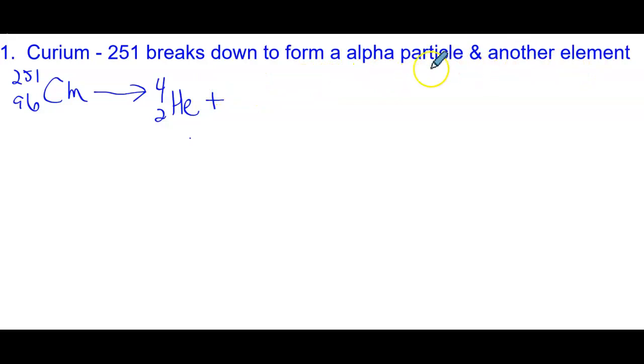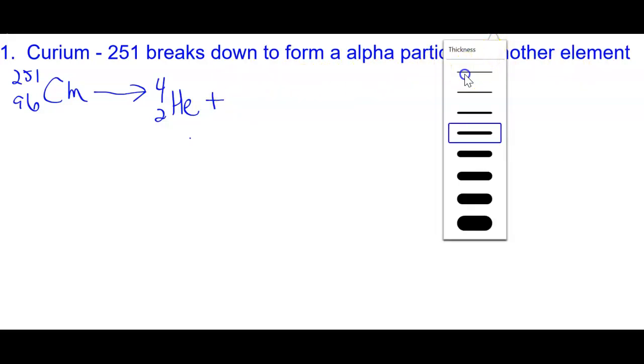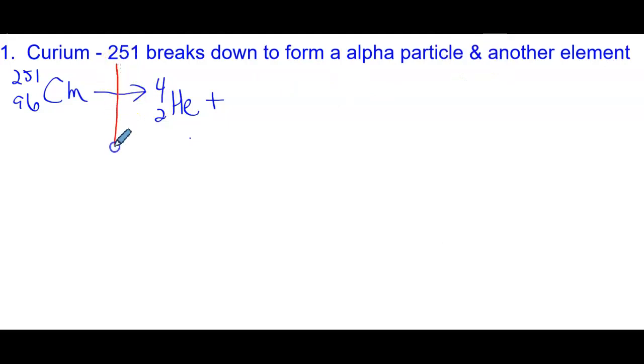So we're going to figure out what this other element is. We're going to think about the arrow as an equal sign and divide it right here. We take the sum of all the numbers on the left, on the top, and the sum of all the numbers on the right on the top. On this side we only have 251 and 96. Here we have 4 and 2 so far. Now we need to do something to make them balance, because in chemistry your stuff has to balance on every side of the arrow.